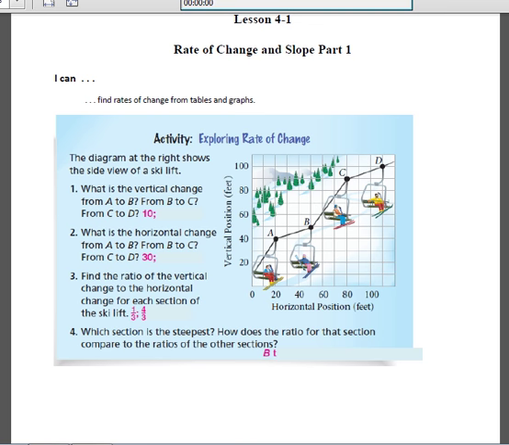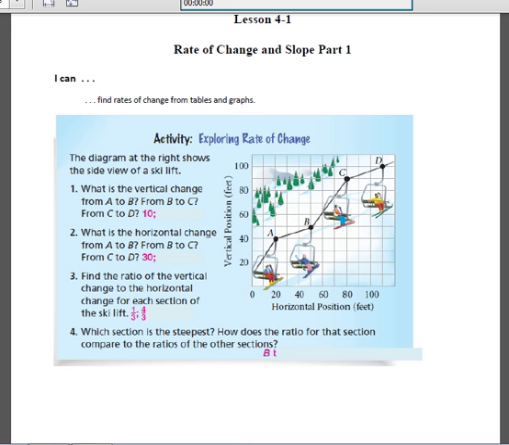Hello, welcome to the video lesson or video notes for lesson 4.1. This is the first lesson for Unit 4, linear functions. This lesson begins on page 1 in your binder, and it's about rate of change and slope, part 1.